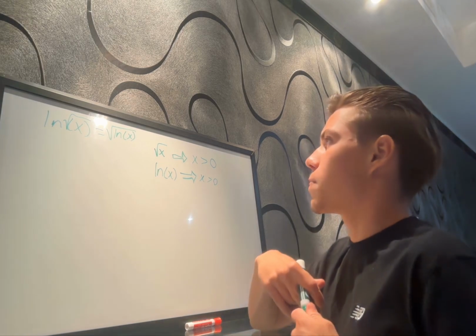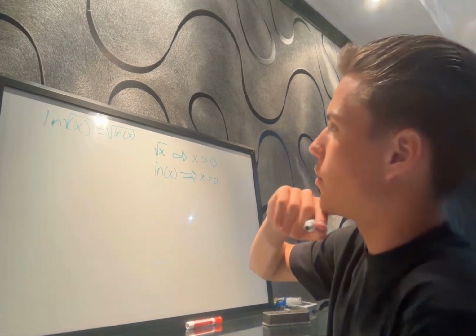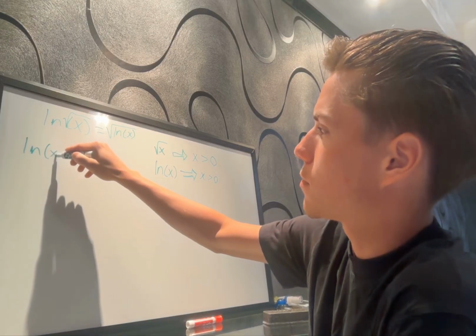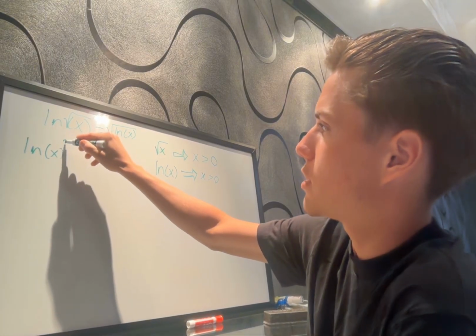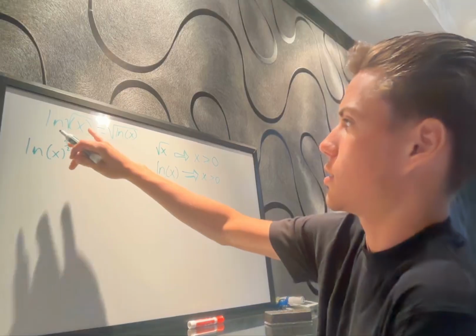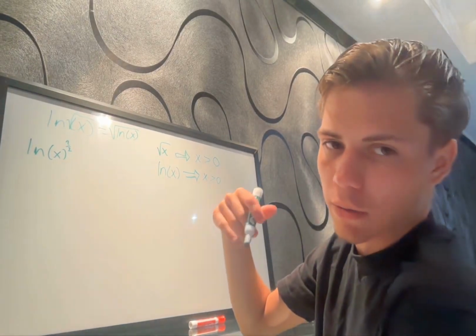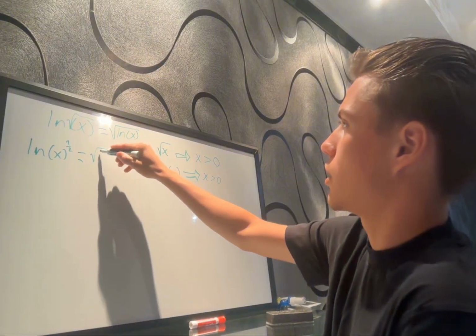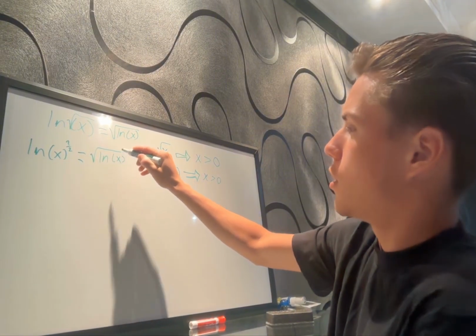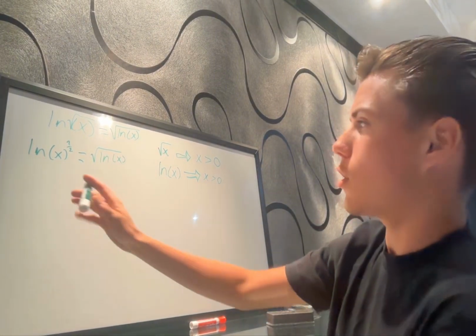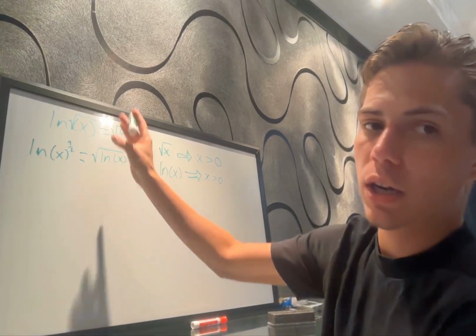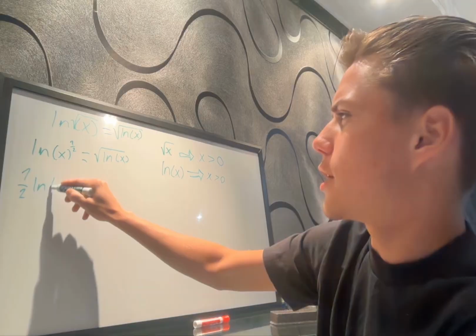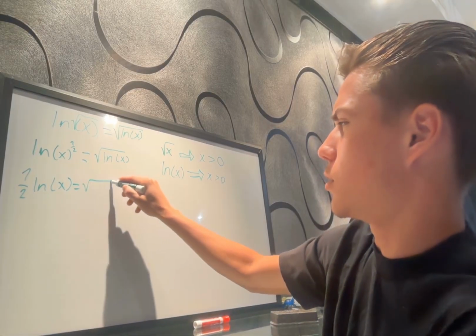So let's start working. So here we have natural log of square root of x. Well, what we can do is we can rewrite this like this. Natural log of x to the power of 1 over 2, right? Because square root is just the same as to the power of 1/2. And here we can just keep it for now, natural log of x. What we can do now is, since we have a log with an exponent, the exponent can come down to the left. So here we're gonna have 1 over 2 natural log of x is equal to square root of natural log of x.